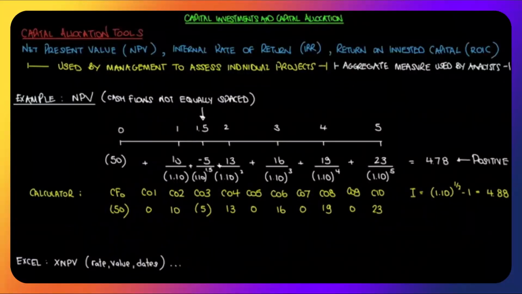Now that's all well and good. But what if the cash flows are not equally spaced? Then it gets a little bit more fun. So look at this example. It's similar, but different. We have an outflow of 50.